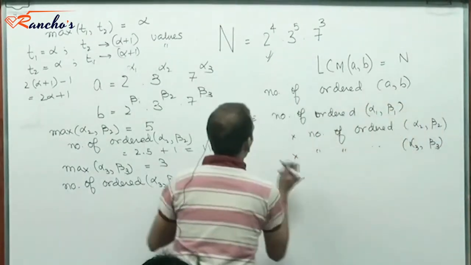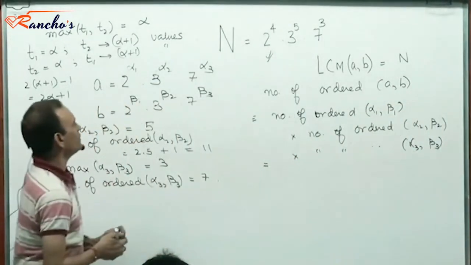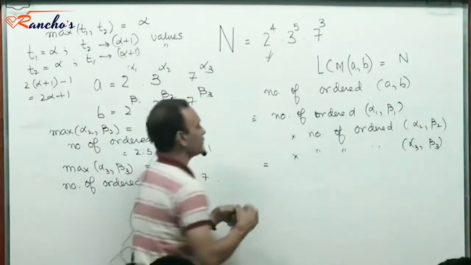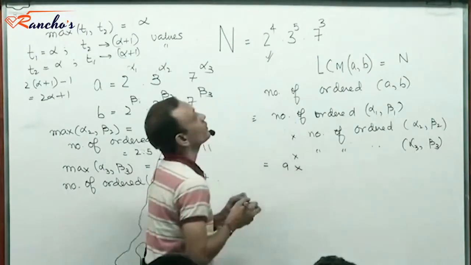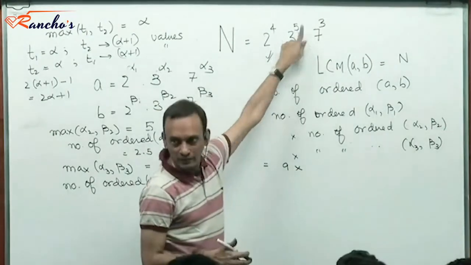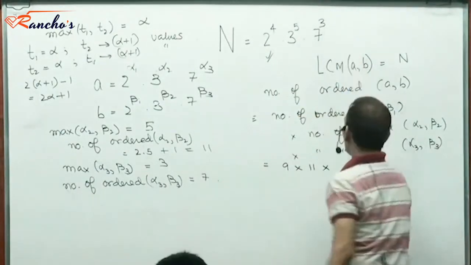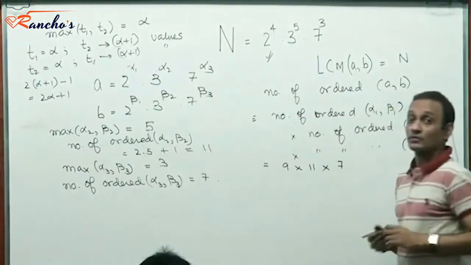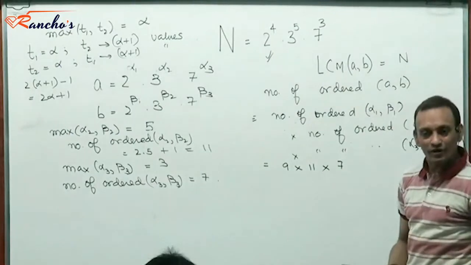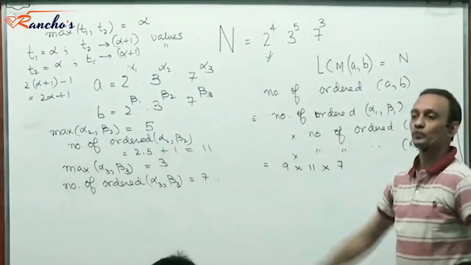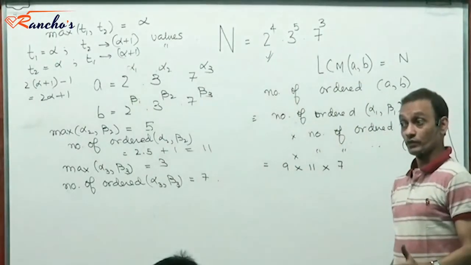So the number of ordered pairs alpha 1, beta 1, what did that turn out to be? 9. 2 into 4 plus 1, 9. And then 2 into 5 plus 1, 11. And then 2 into 3 plus 1, that makes it 7. These many ordered pairs A and B, whose LCM is that number n, yes or no? Right? Now.